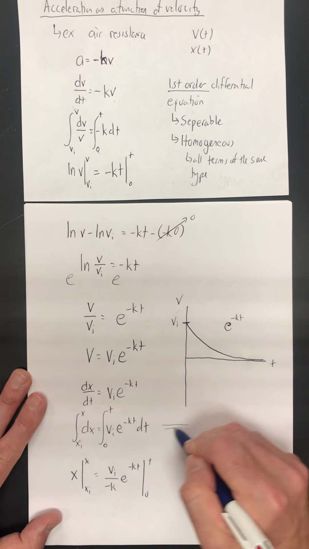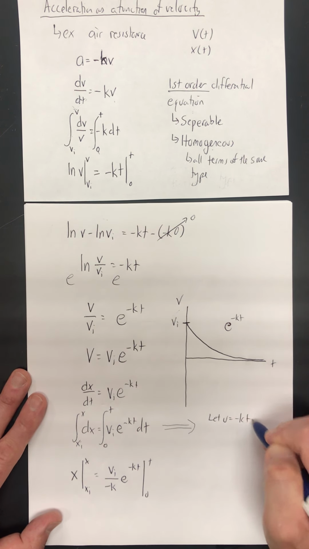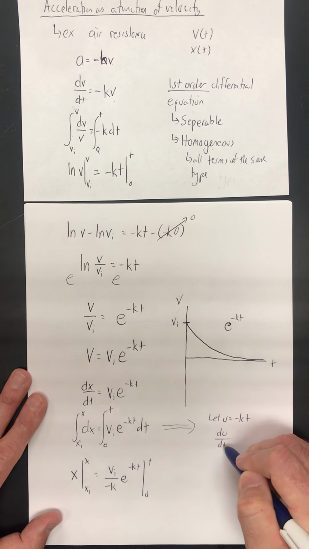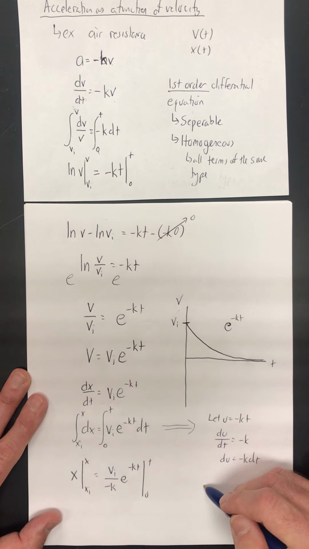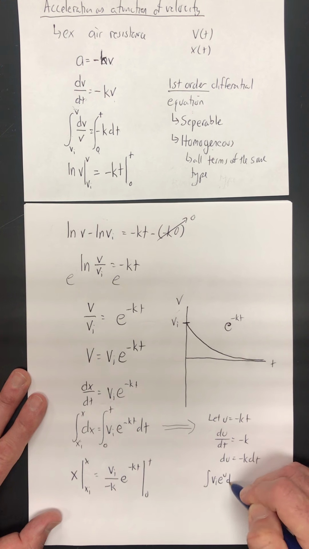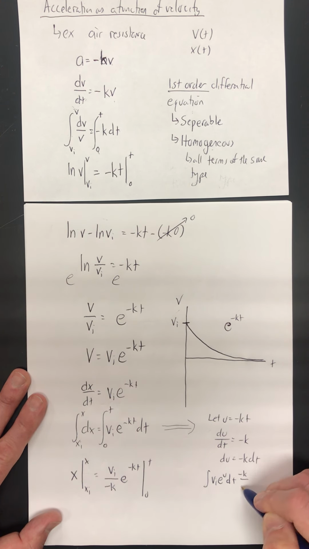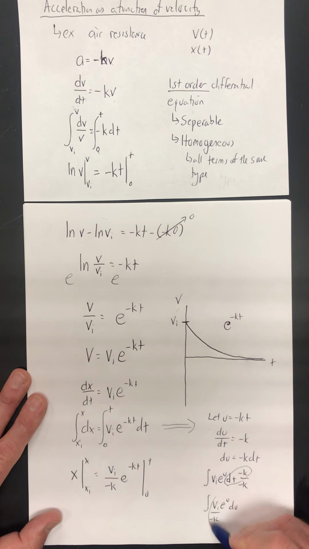And if you want to see that a little bit more formally, I would have to let u equal negative kt. I know du dt here would be equal to negative k. du is equal to negative k dt, meaning when I would go back and do that substitution, I would have vi e to the u dt. I'd have to multiply by negative k over negative k. There's that term, and I've got vi e to the u over negative k du. Obviously, that's a constant, so that pulls through the integral.